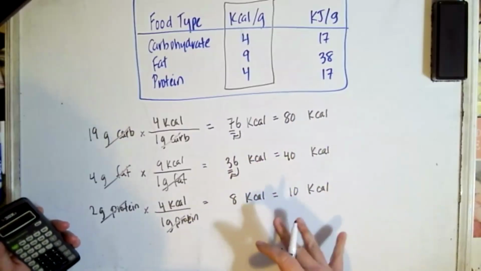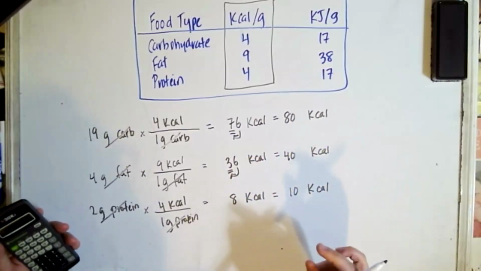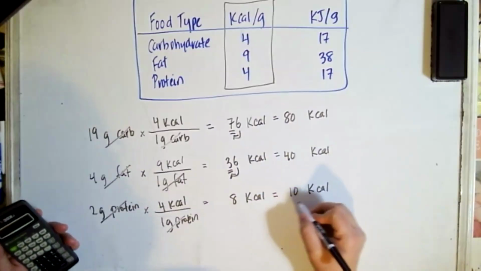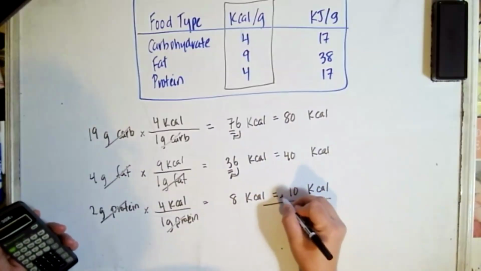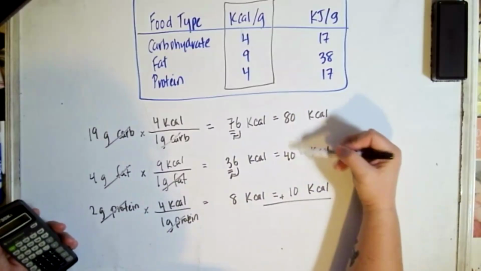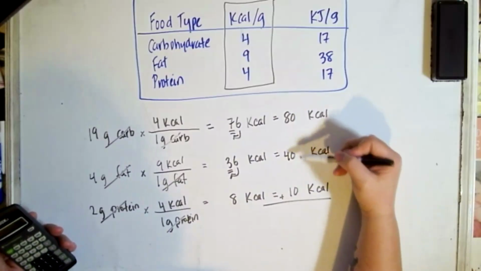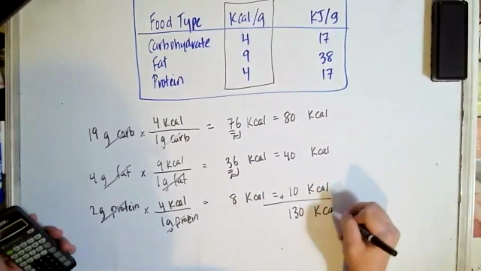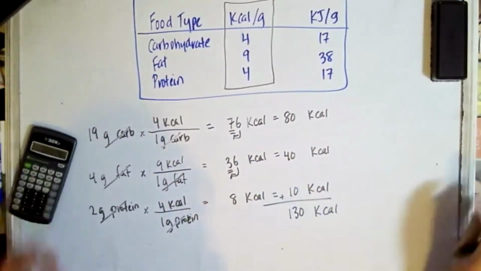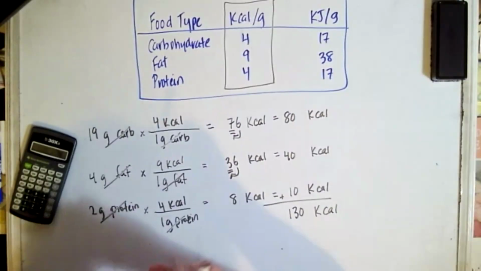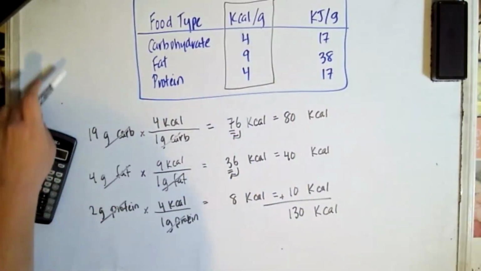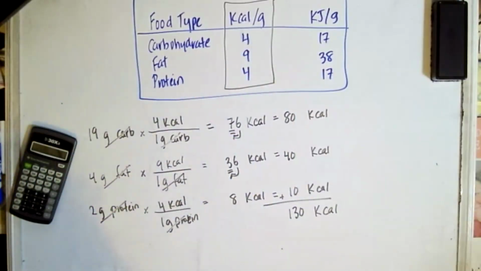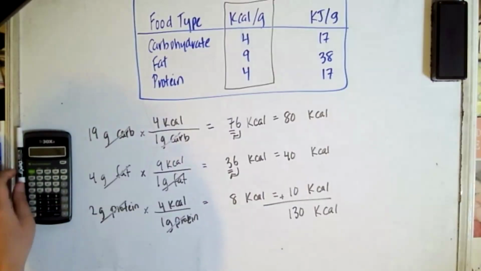And then to get our total amount of calories in one serving, add all that together. So 80 plus 40 is 120, plus 10, 130 kilocalories. All right. So that's how we can relate our energy to our nutrition labels.